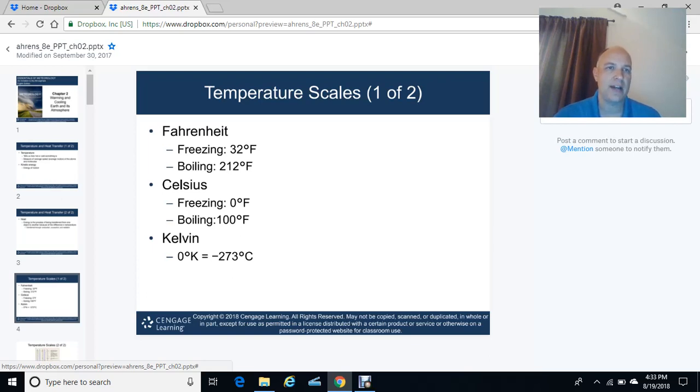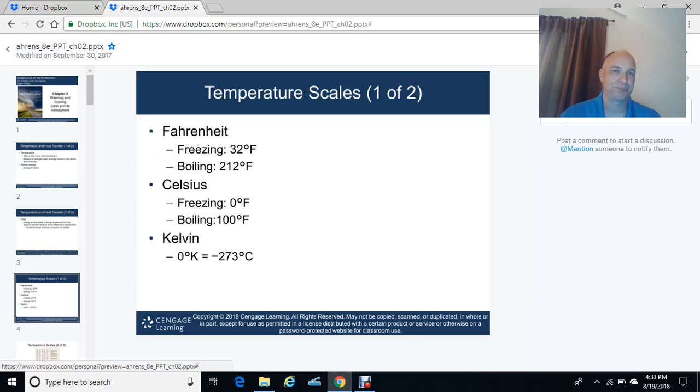The first scale is the Fahrenheit scale, where freezing is at 32 degrees Fahrenheit and the boiling point of water is at 212 degrees Fahrenheit. For Celsius, the freezing point of water is 0 degrees Celsius. That's a typo on the slide, by the way; it should say Celsius, not Fahrenheit, under Celsius. The boiling point is 100 degrees Celsius.